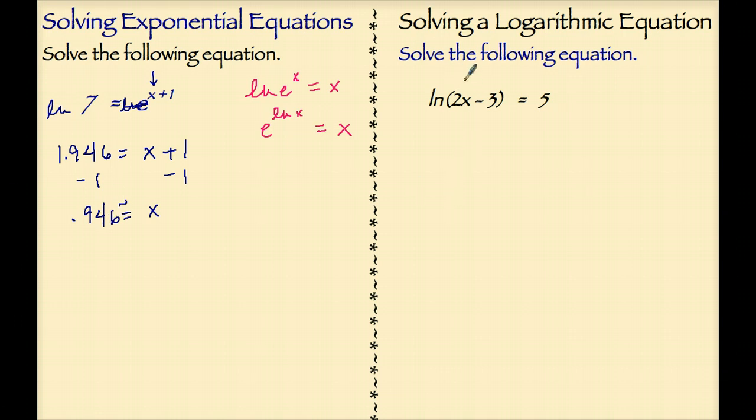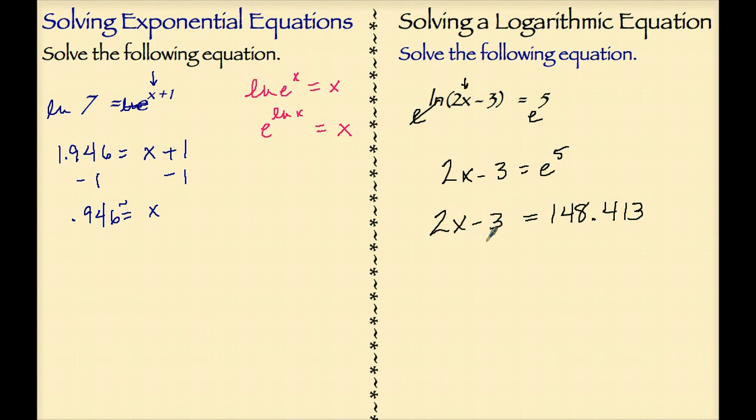Once again, the variable is inconveniently part of the argument of the natural log function. Well, to undo that relationship, we're going to need to exponentiate both sides of the equation. So e to the natural log cancels each other out, and we end up with 2x minus 3 equals e to the 5. E to the 5 is approximately 148.413, so we end up with 2x minus 3 equals 148.413.